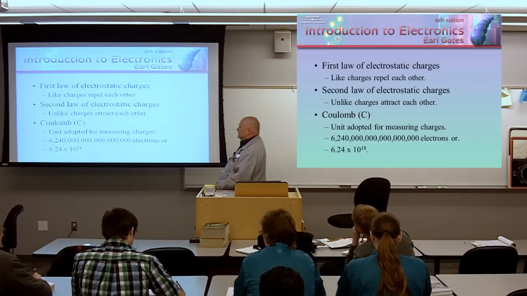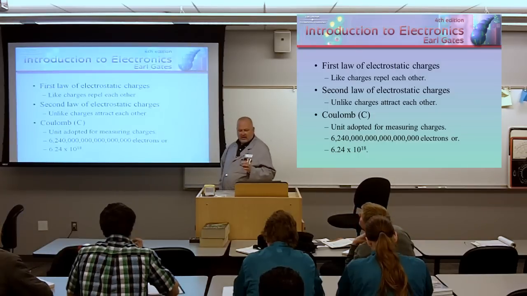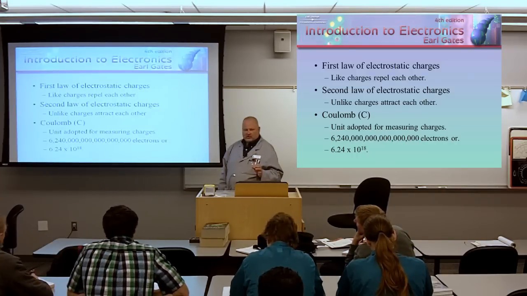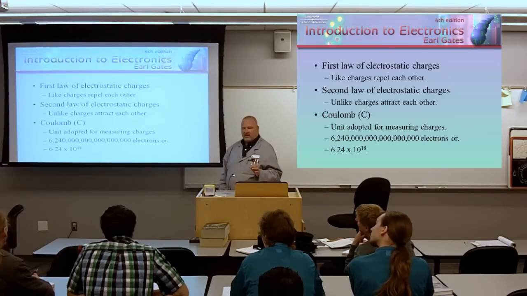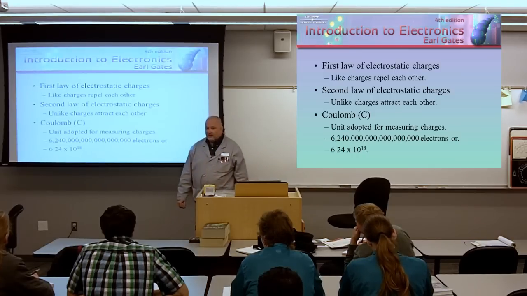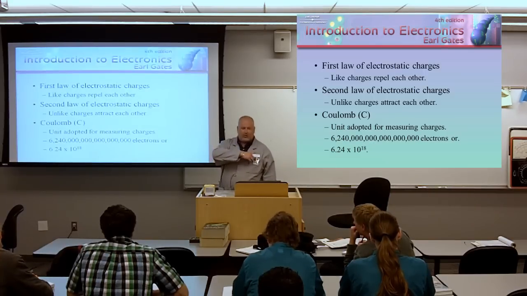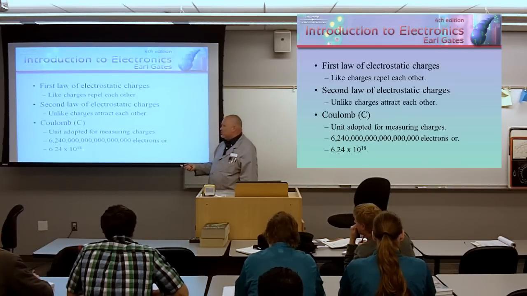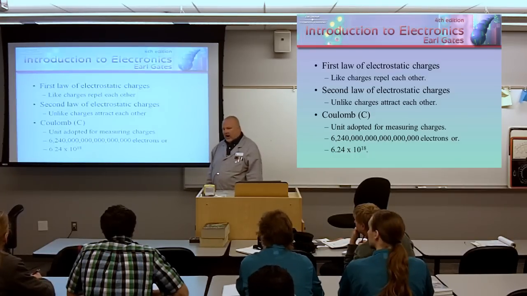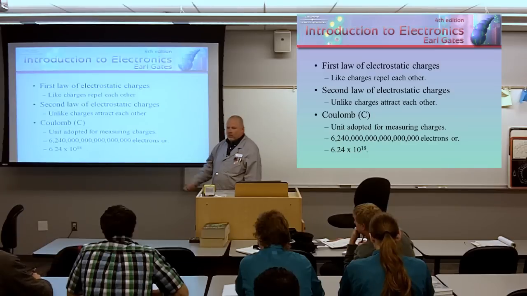Coulomb. Coulomb is the unit adopted for measuring charges. Last week in lecture, I gave you the number 6.24 times 10 to the 18th. I figured I'd wait a week before I actually showed you what that number looks like. I mean, it's one thing for me to say up on the board it's 6.24 and then 16 zeros after, but this is really what the number looks like. One of the reasons that we need to use this form of notation is that this number will not fit in your calculator unless you enter it in this form. And I'll show you.